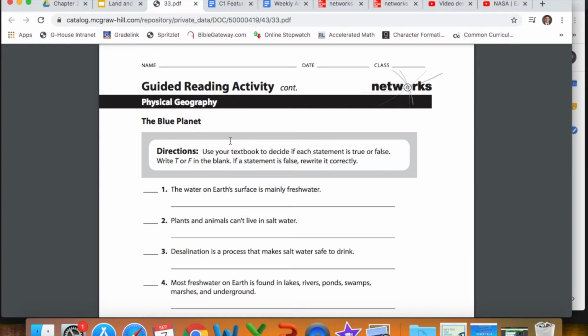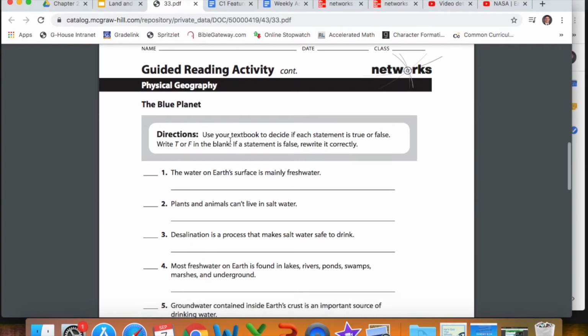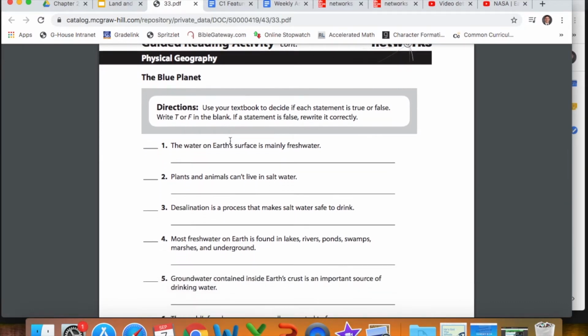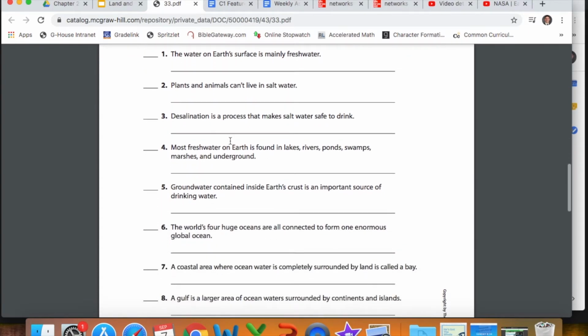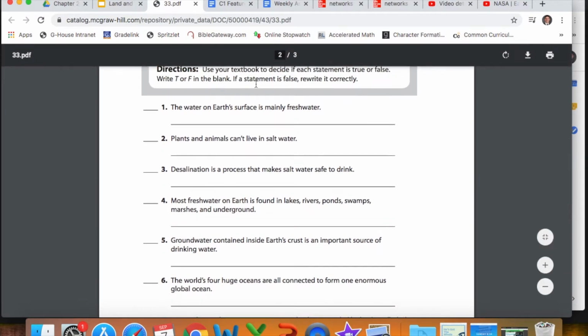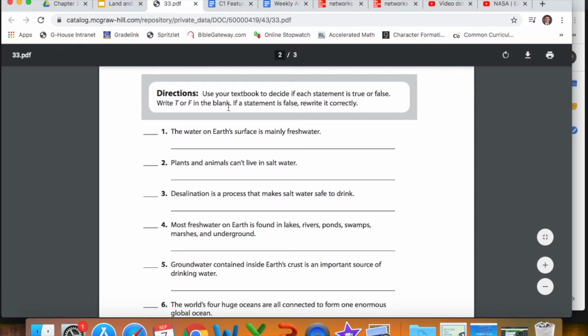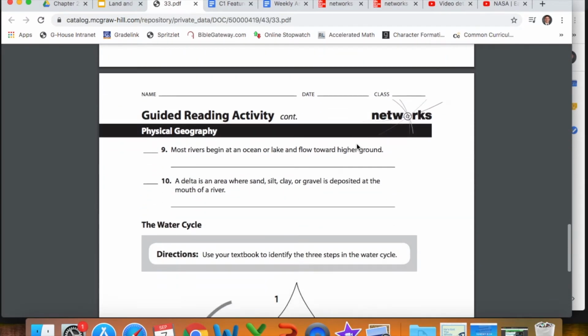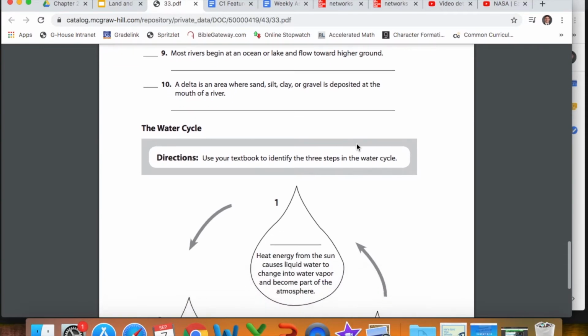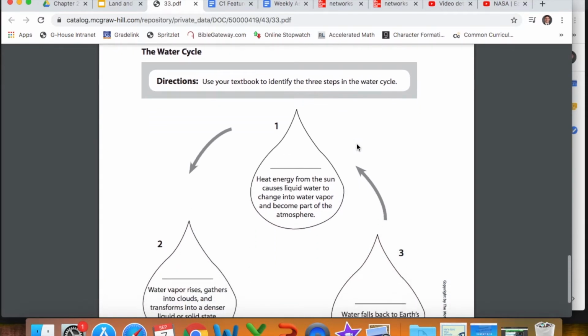We'll study the differences between those 2, and then where you can actually find those types of water in the different bodies of water on our planet. In this section, you're using your textbook to decide if each statement is true or false. Write T or F in the blank to the left-hand side. If the statement is false, rewrite it correctly. Now it says rewrite the statement, so I should see a full complete sentence written right underneath here if that statement is false.